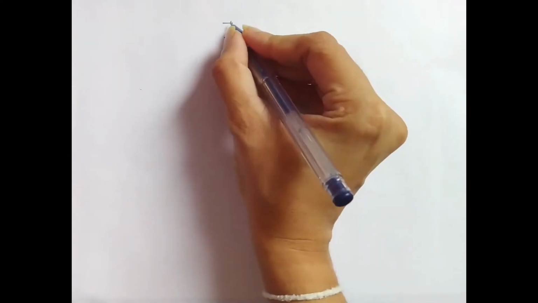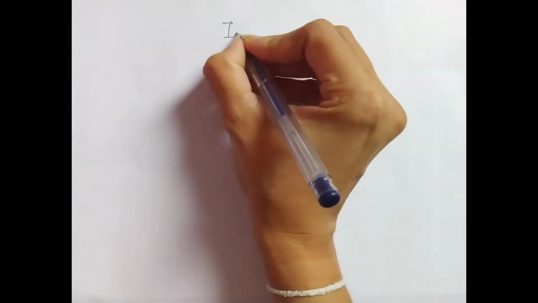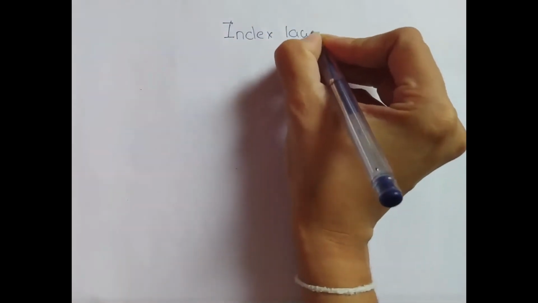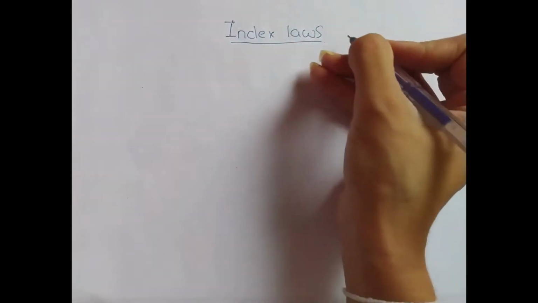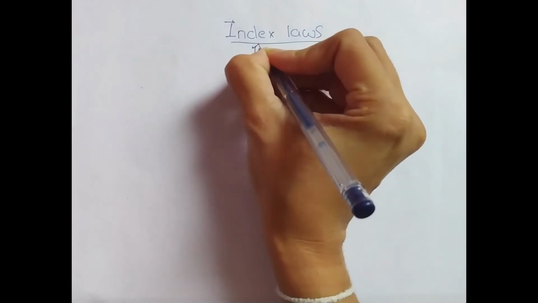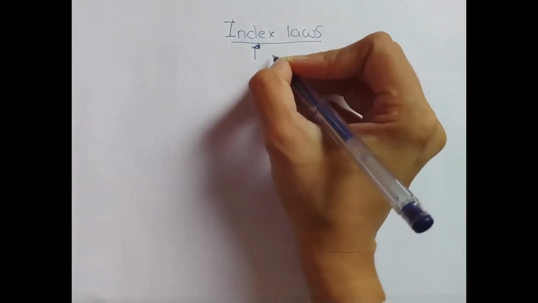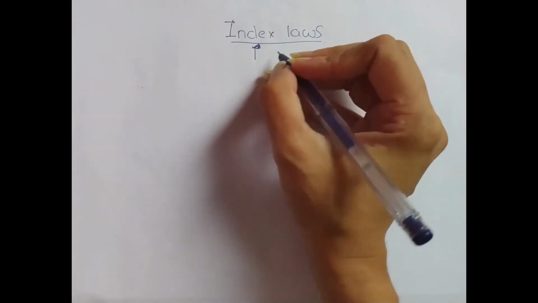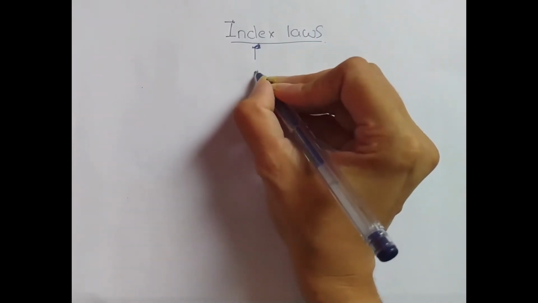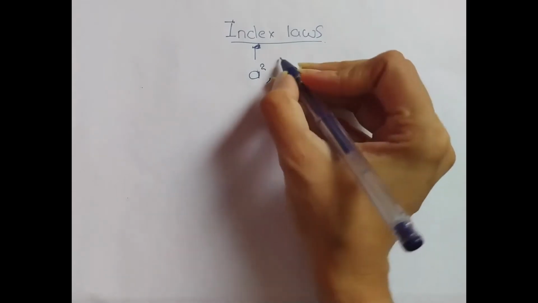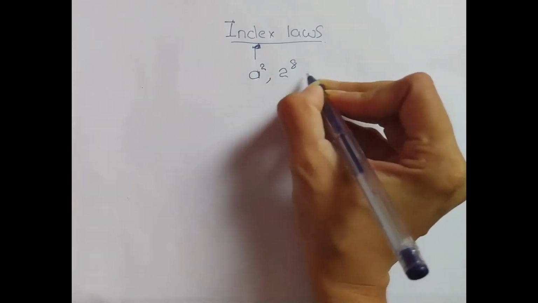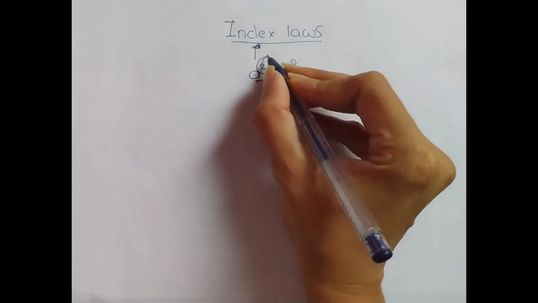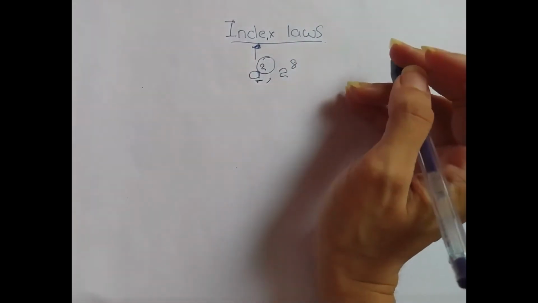This video will explain index laws. What do you mean by index? Index is for any number, if it has a power, we say them as index. For example, it can be a squared or it can be 2 to the power 8, anything. For the base, if there is a power, we say them as index.